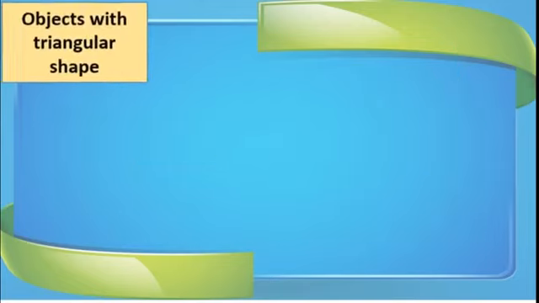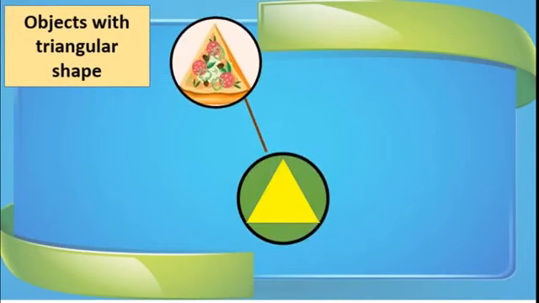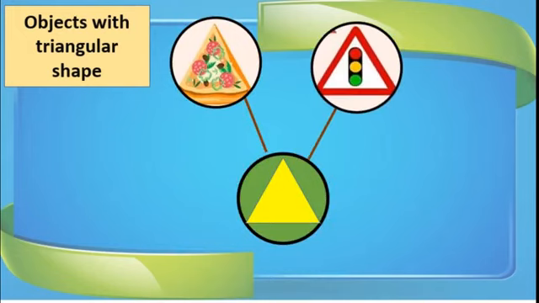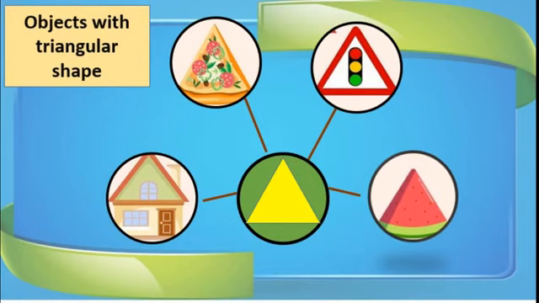Now we will move to the objects of this shape. See students here. Yes, a piece of pizza, signal board, a piece of watermelon and the upper portion of the house. Can you see there? These all show a triangular shape. Many more objects are there with this shape in our surroundings.